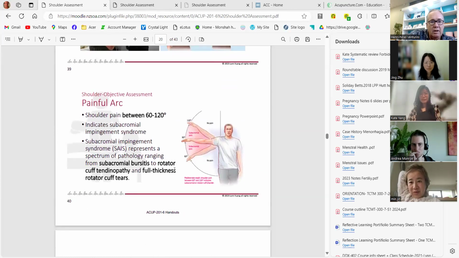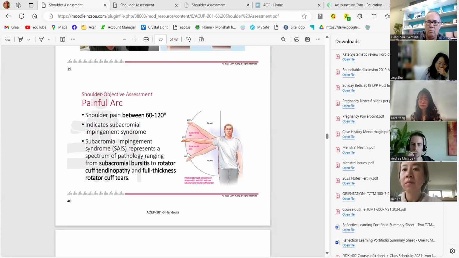The painful arc is far more effective. As you can see, the painful arc is between 60 and 120. So there's 60 and there's 120. That's the arc we're looking for where the pain is. It points to subacromial bursitis, rotator cuff tendinopathy, or full thickness rotator cuff tears. That means the whole cuff, or one part of the cuff, is completely torn all the way through.